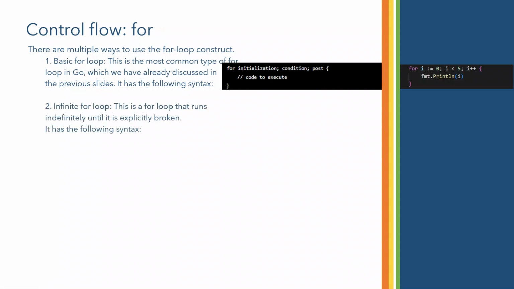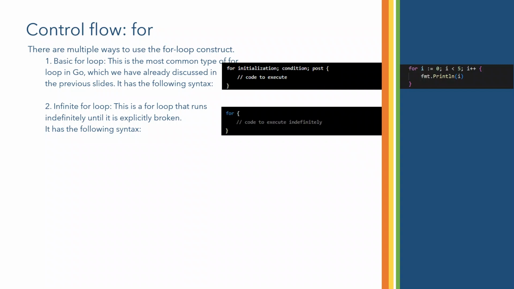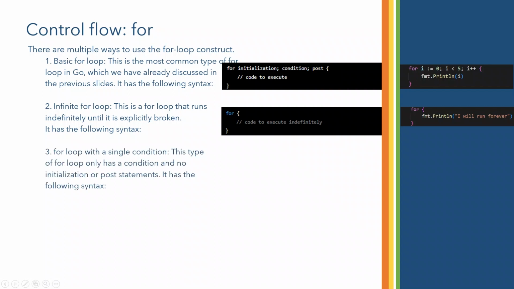Second variation is the infinite for loop. This is a for loop that runs indefinitely until it is explicitly broken. It has the following syntax: for without any initialization or condition, and it will start executing the code inside the block. It looks like that. For, just start the block and you write whatever code you want, and it will keep printing that value.